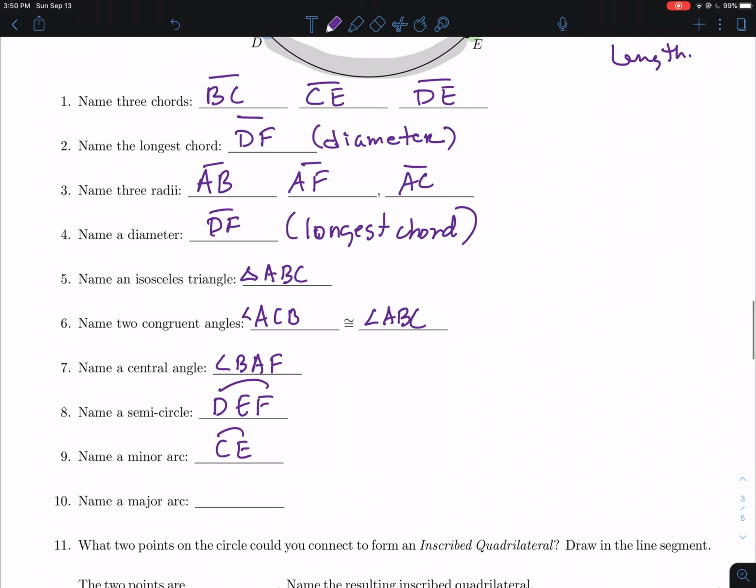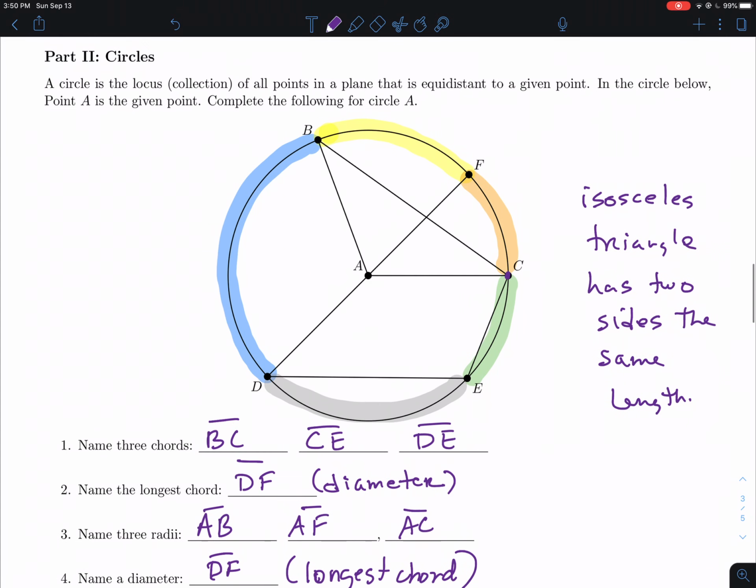Let's see. So major arc. Again, for a major arc, we're looking for anything that's bigger than 180 degrees. So there's going to be fewer of these, but there's still a couple that you can do. For example, I know D to F is a semicircle. So if I go from D the whole way around to B this way, that would be a major arc. And there's other ones too.